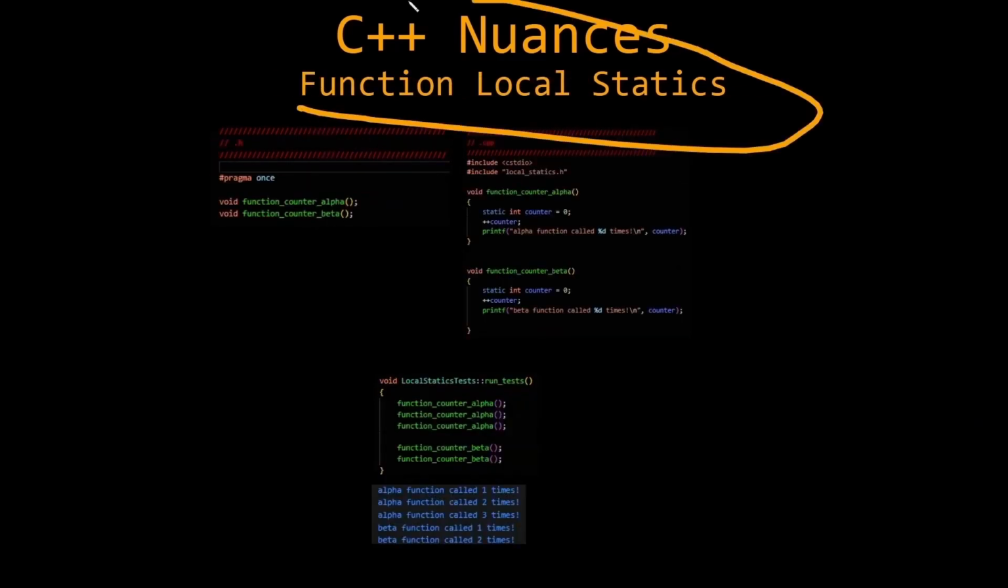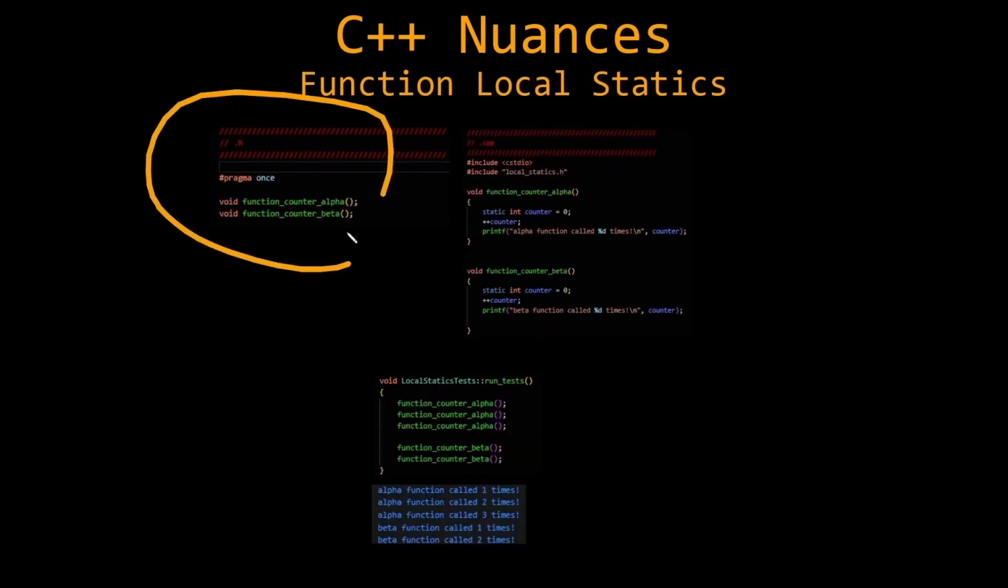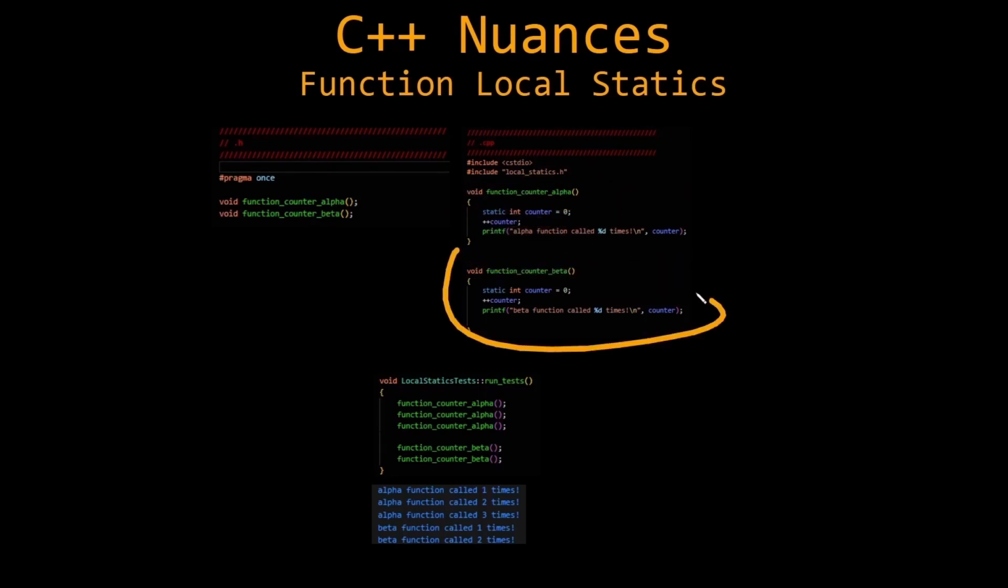Then there's also function local statics. So here I have a header file with 2 functions. There's an alpha function and a beta function, and it just counts. And inside of this function, we have a local static to that function. It's a counter. We increment it every time the function is called, and this is saved basically associated with this function. Same thing with this beta function.